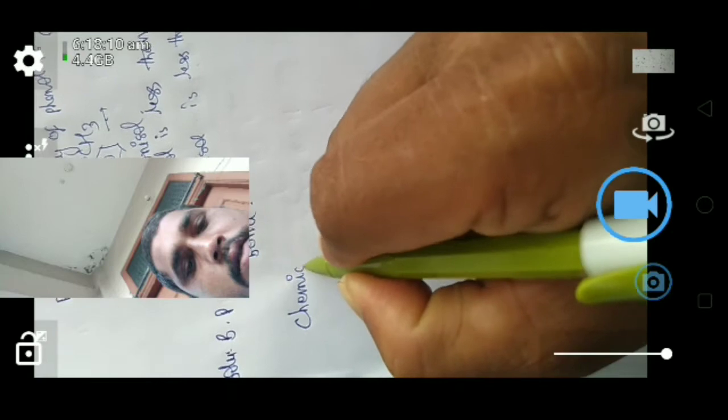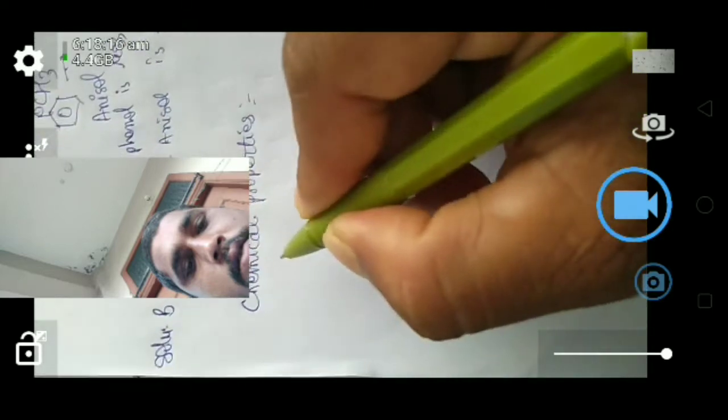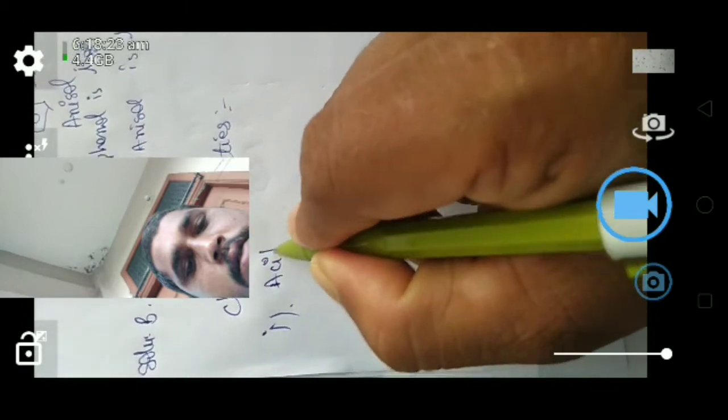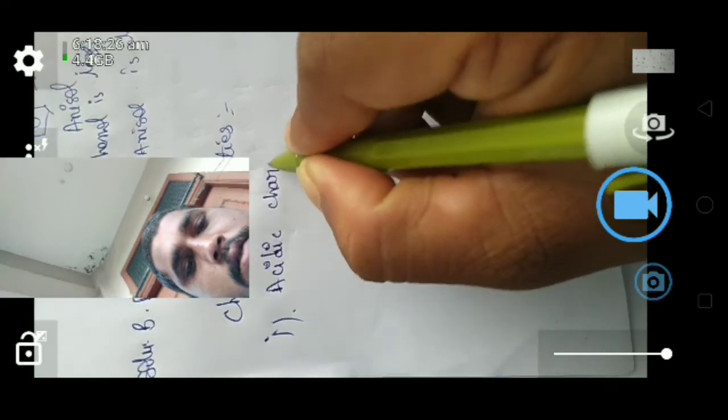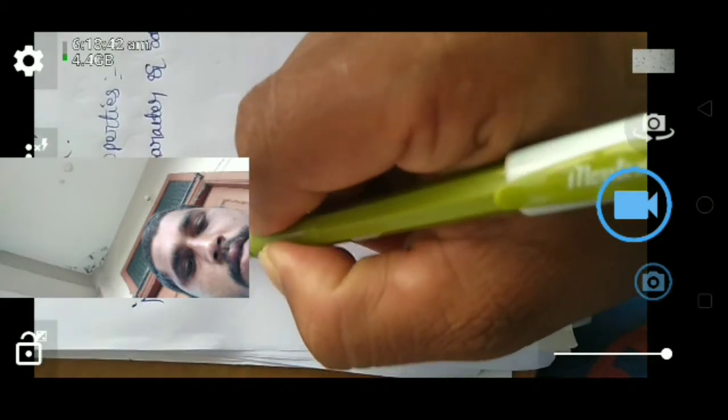Chemical properties. The first one is the acidic character and salt formation. Here the phenol, on dissociation, loses a proton to give the phenoxide ion.